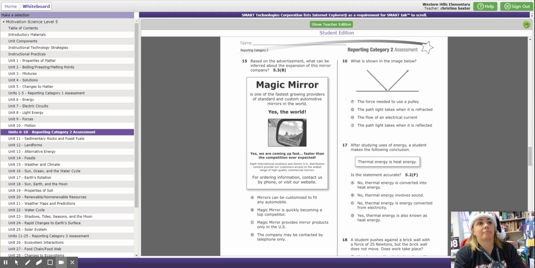Number 16. What is shown in the image below? F. The force needed to use a pulley. G. The path light takes when it is refracted. H. The flow of an electrical current. Or J. The path light takes when it's reflected.